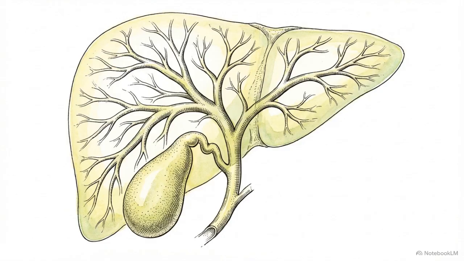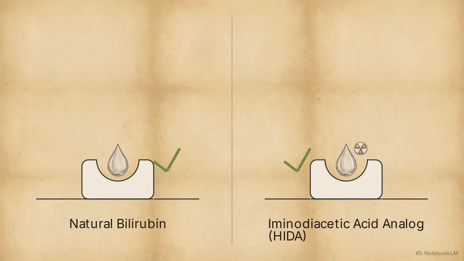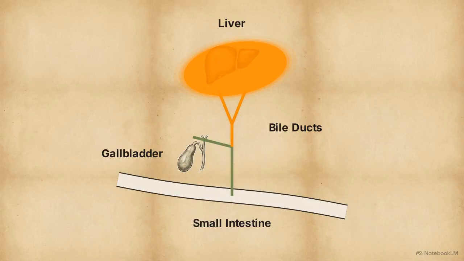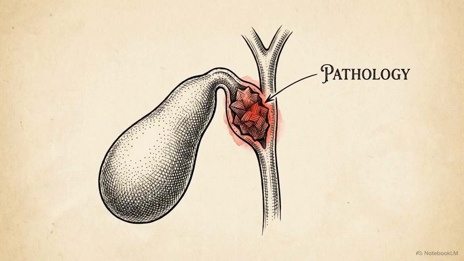To evaluate the liver and gallbladder, we use the HIDA scan. This study uses aminodiacetic acid analogs to perfectly mimic the way the body processes natural bilirubin. A normal scan follows a strict sequence: prompt tracer uptake in the liver within 5 minutes, followed by smooth excretion into the bile ducts, the gallbladder, and finally the bowel. If the tracer completely fails to enter the gallbladder after 4 hours of imaging, the cystic duct is obstructed. This is the primary diagnostic criteria for acute cholecystitis.